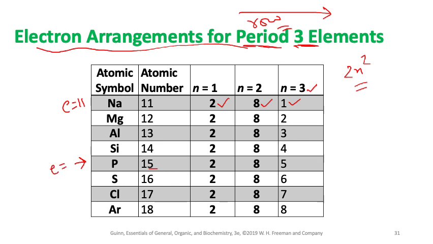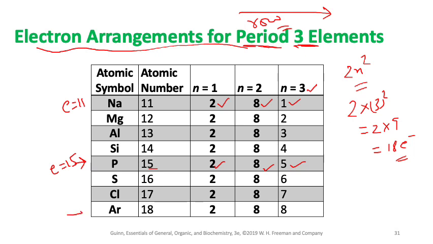How many electrons? 15. The first energy level will take 2, the second will take 8. How many left out of the 15? 10 are already used, so 5. All the 5 electrons can go to energy level 3. What is the maximum number of electrons energy level 3 can hold? If you remember, 2 n square, 2 times 9, 18. So it can hold up to 18.